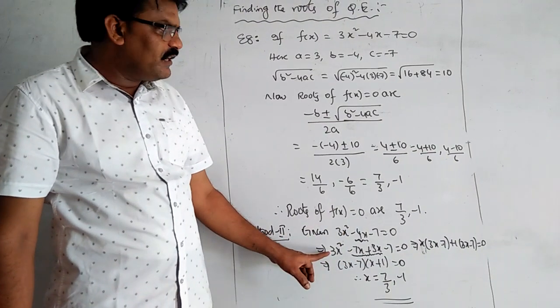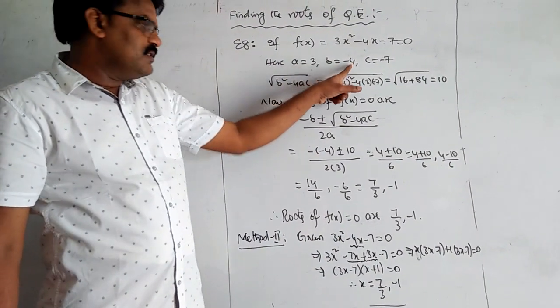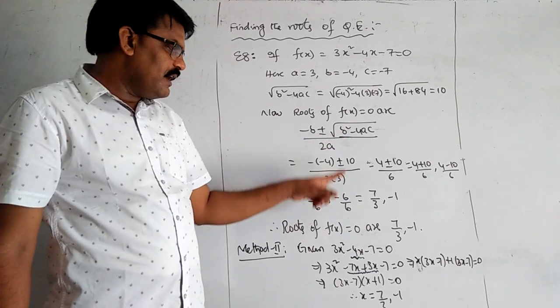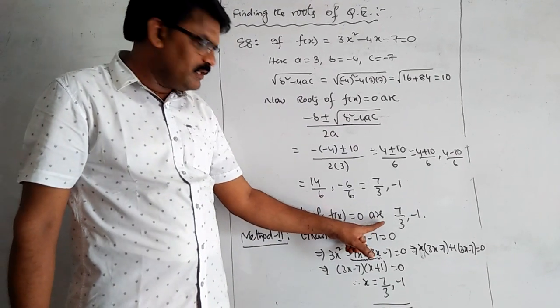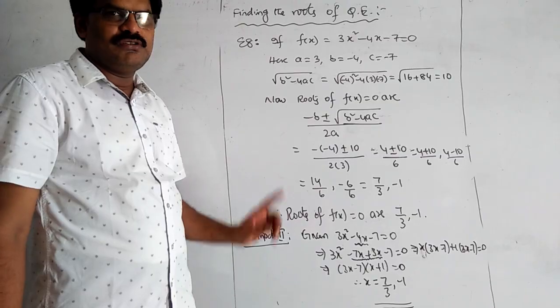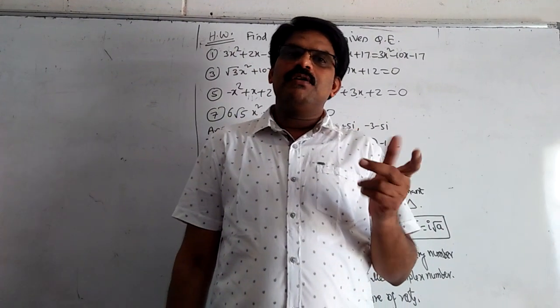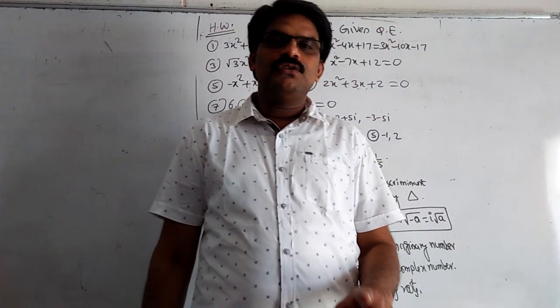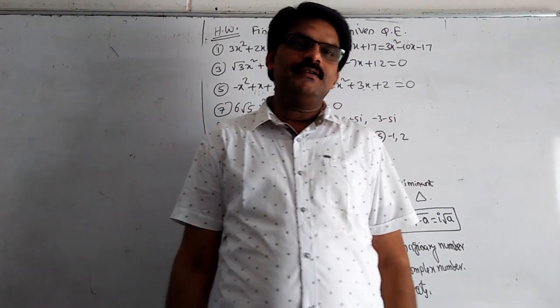If it is difficult, just write the a, b, c values and substitute the values in the formula, and we get the solution, the roots of f of x is equal to 0. So, by knowing a quadratic equation, we can find the roots. You already know how to find it.